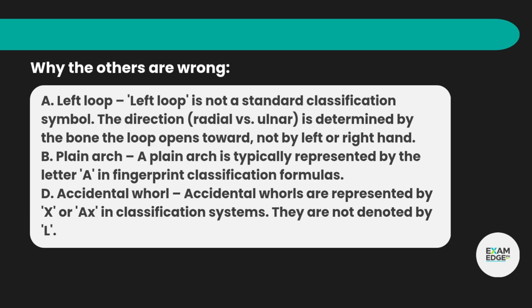Why the others are wrong. A left loop is not a standard classification symbol. The direction, radial versus ulnar, is determined by the bone the loop opens toward, not by left or right hand. B. Plain arch. A plain arch is typically represented by the letter A in fingerprint classification formulas. D. Accidental whorl. Accidental whorls are represented by X or AX in classification systems. They are not denoted by L.